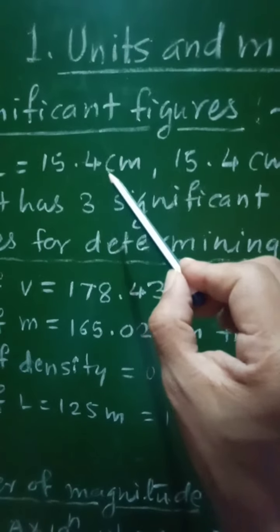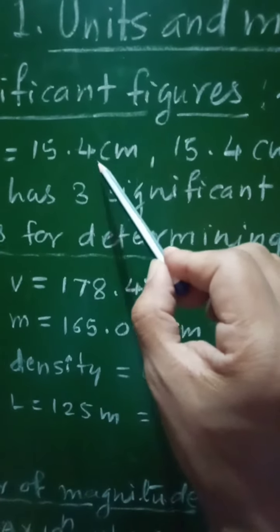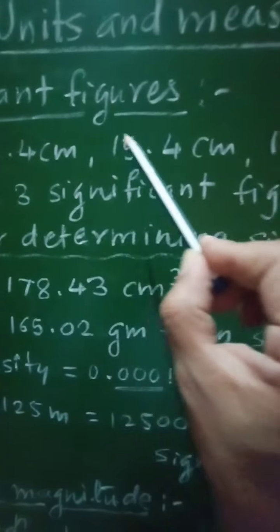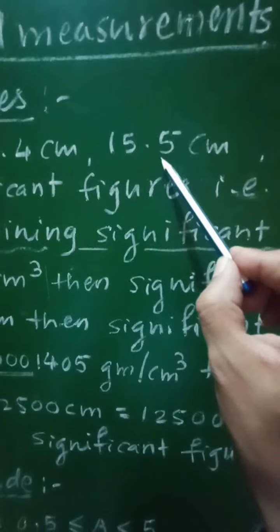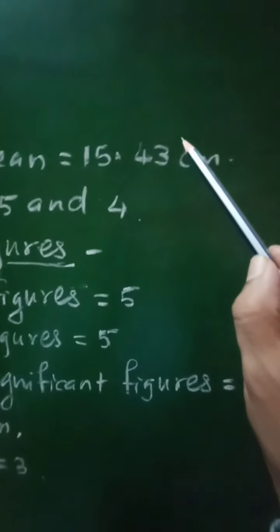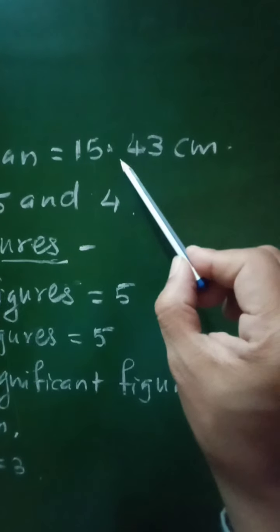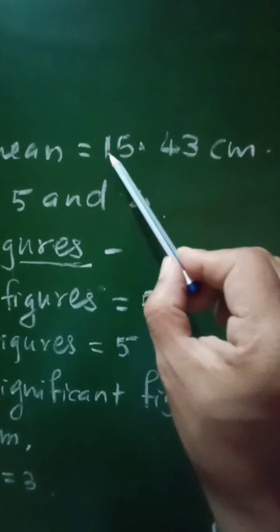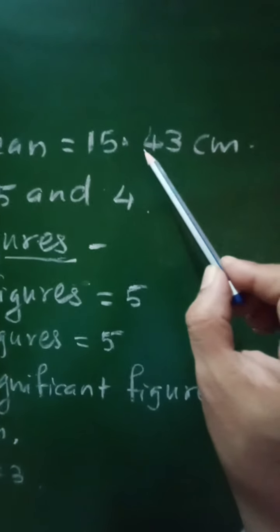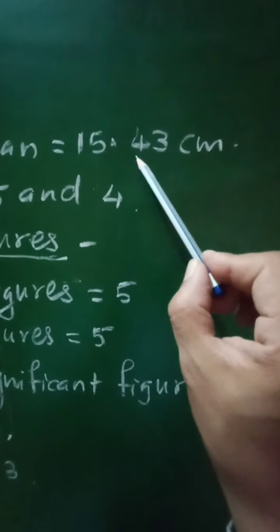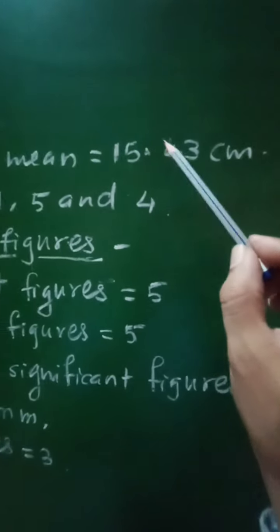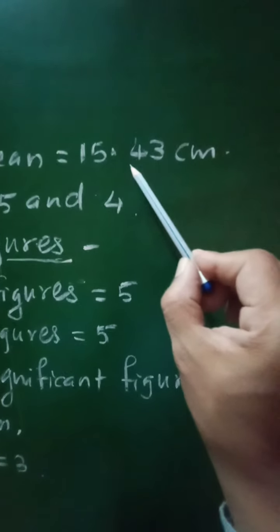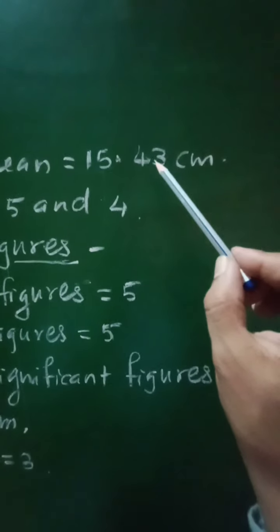But if you compare the part of the readings on the right side of the decimal point, here it is 0.4, here it is 0.4, here it is 0.5, and therefore in the mean we have got 0.43. From this it is clear that we are certain about these two digits, 1 and 5, but we are uncertain about the next two digits, 4 and 3, because in the readings it comes out to be 0.4 and 0.5 also.